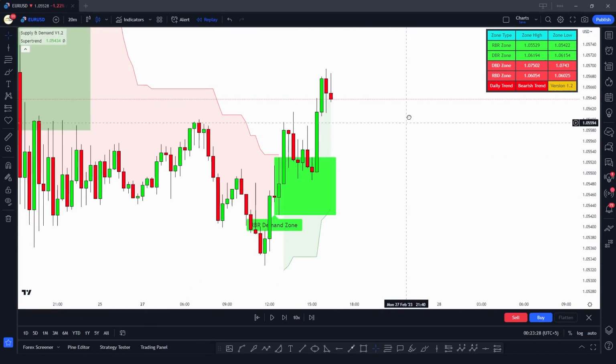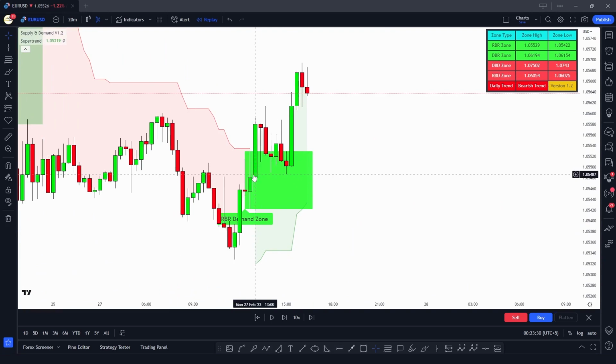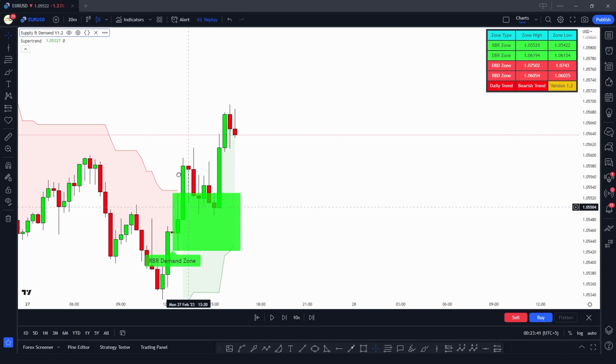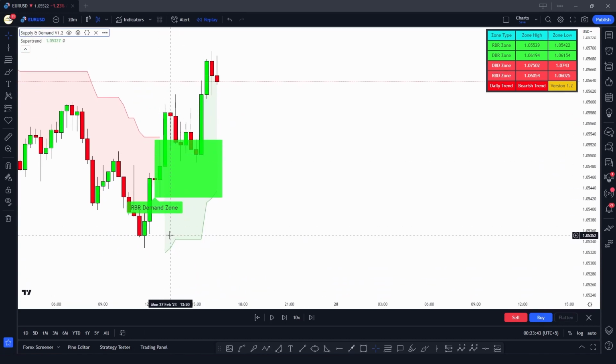Now let's talk about this latest zone that we are detecting, that is a rally base rally demand zone. And as you can see, right after the formation of this demand zone, the orders got picked, and they were picked by this pin bar in the bullish direction. So this is again a very good trade. And let's look at the overall trend by the SuperTrend indicator, which is also bullish when the trade is picked.